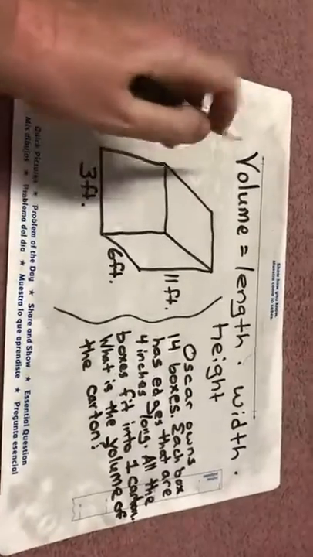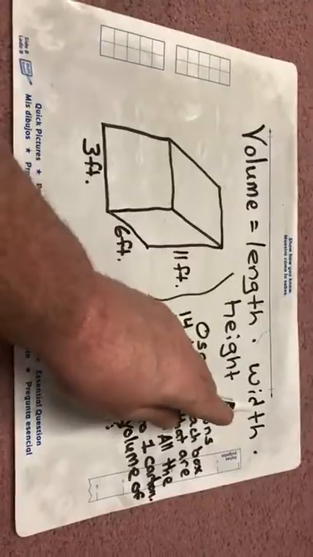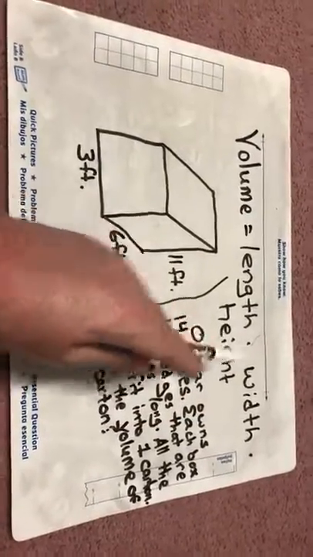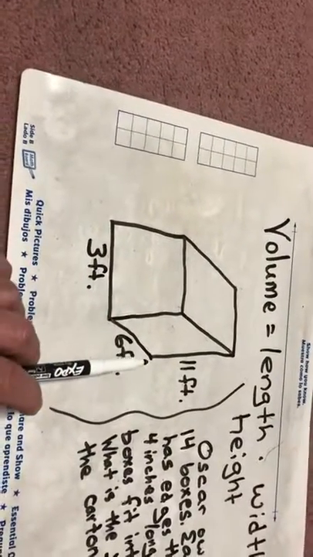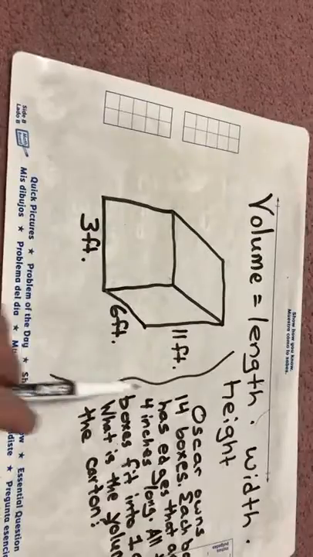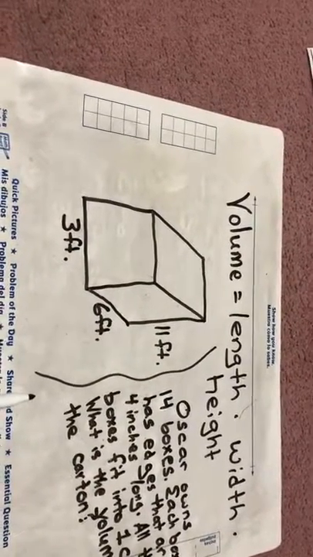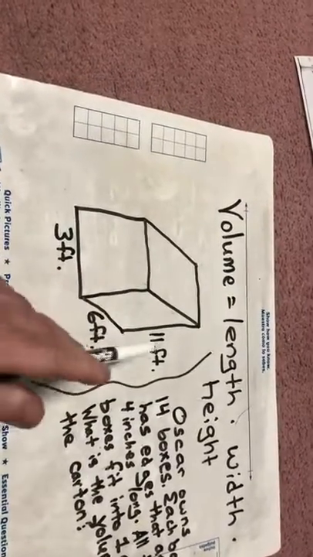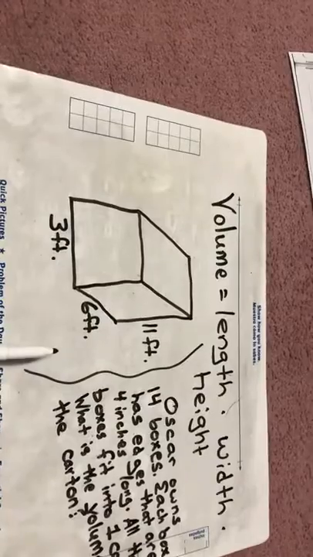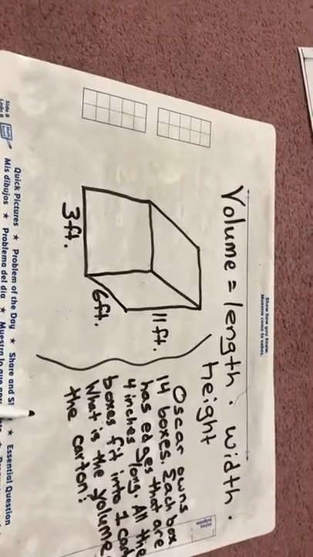The formula for volume is length, which is how long it is, times width, how wide it is, times height, how high it is. So if I look at this box right here, I see that it's 3 feet long, 6 feet wide, 11 feet tall. I just do length times width times height. That's all I have to do. And since I'm multiplying, it doesn't matter what order I multiply these numbers in, as long as I multiply correctly.